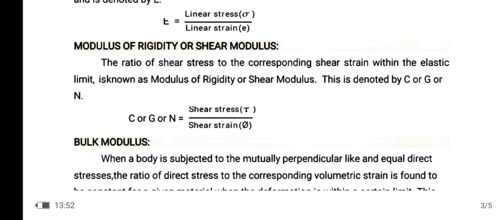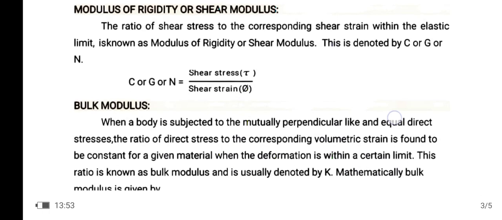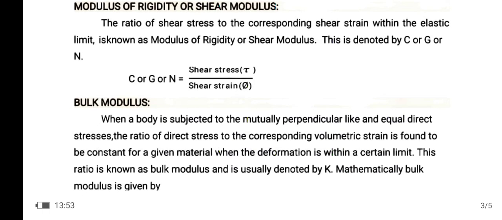So next, modulus of rigidity or shear modulus. The ratio of shear stress to corresponding shear strain within the elastic limit is known as modulus of rigidity or shear modulus. This is denoted by C or G or N, and the formula is shear stress divided by shear strain, that is tau divided by phi.